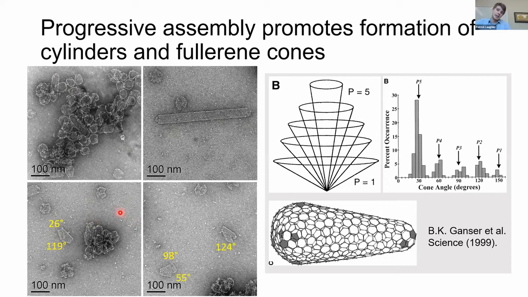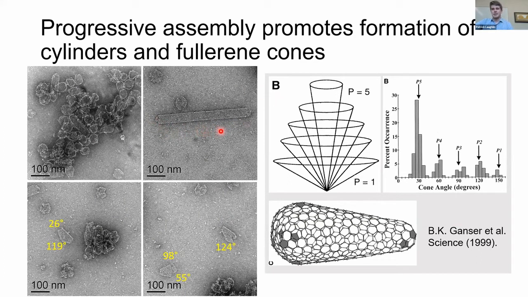One thing that I did notice is that with these conical structures, I was able to measure the cone angles. And after measuring enough of them, I realized very quickly that these were reminiscent of fullerene cones that Ganser and colleagues have seen previously with HIV capsid. And the implications of this being a fullerene cone are that it's made up of a hexameric lattice, which makes me even more interested in examining these cylindrical structures.